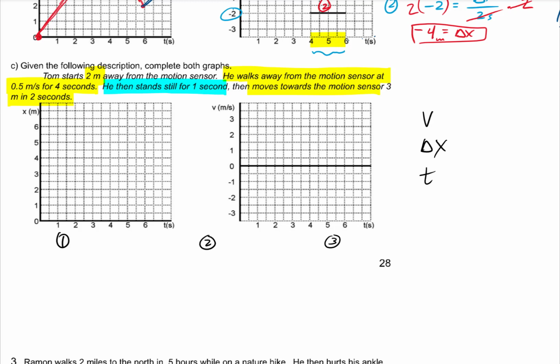So in our first chunk, we know that he starts at 2 meters, so I'm going to go ahead and put that right there. But he walks away from the motion sensor at 0.5 meters per second. That's my velocity. 0.5 meters per second for 4 seconds. That's my time. 4 seconds. What I want is my delta x.